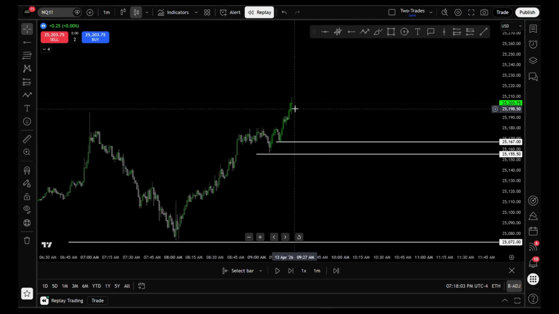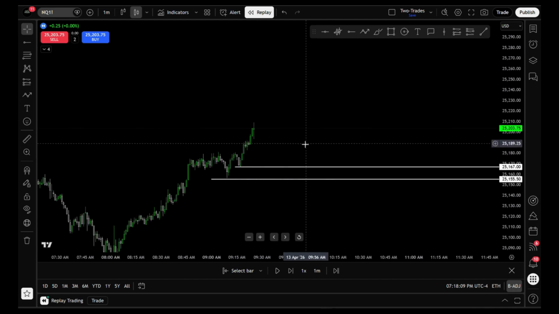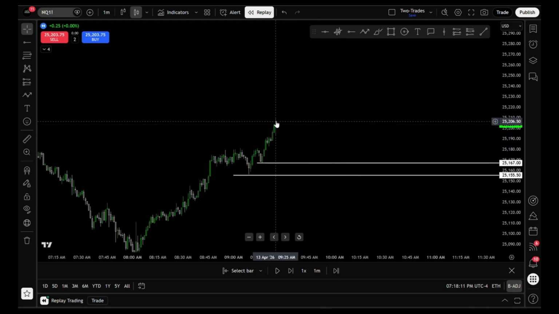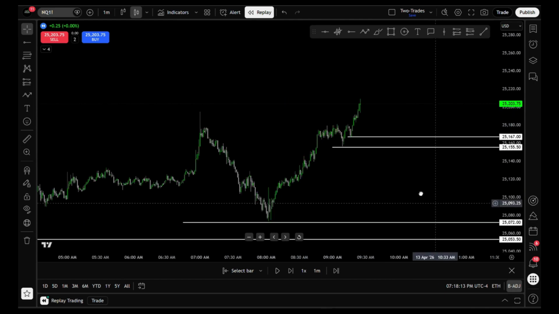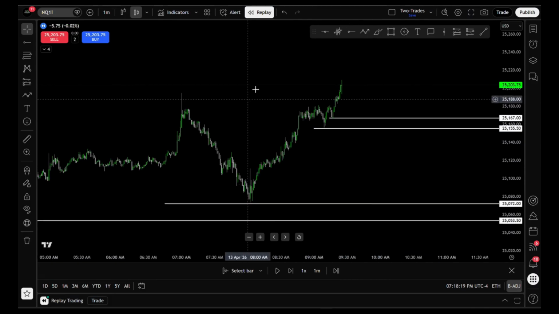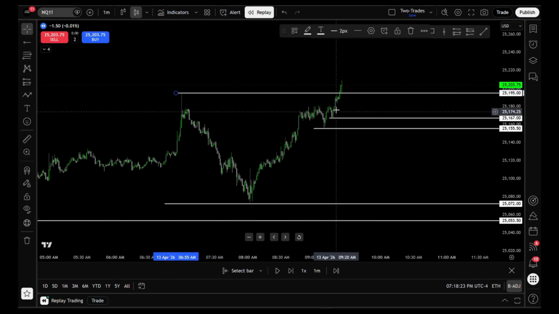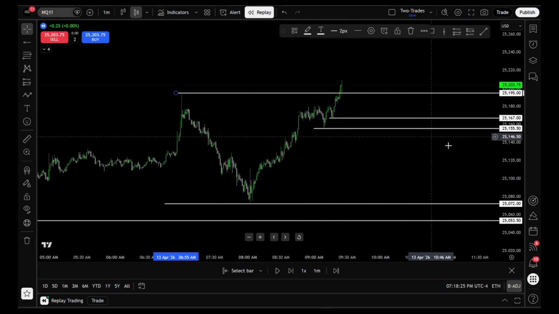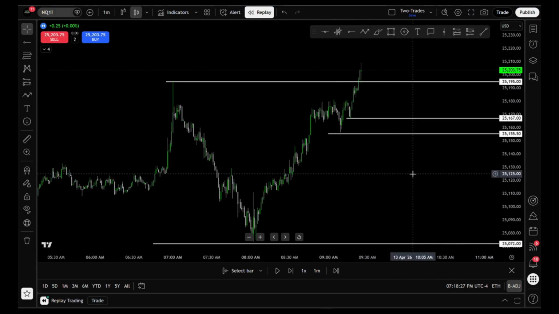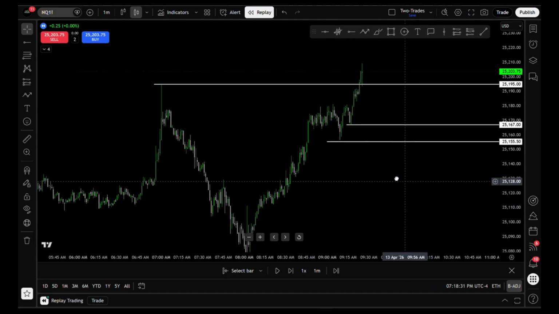But I'm not just going to blindly take this long right here, right? Because my draw on liquidity is up here. I'm going to wait because I need some kind of a pullback, and I need a pullback to come down and sweep one of these key levels that we had marked out, because that's where the liquidity is. Now you can see over here that the reason I didn't mark that one is because we already did come up and sweep it, but we can go ahead and leave it there just for the sake of the video, and maybe it will help you understand kind of what I'm doing.